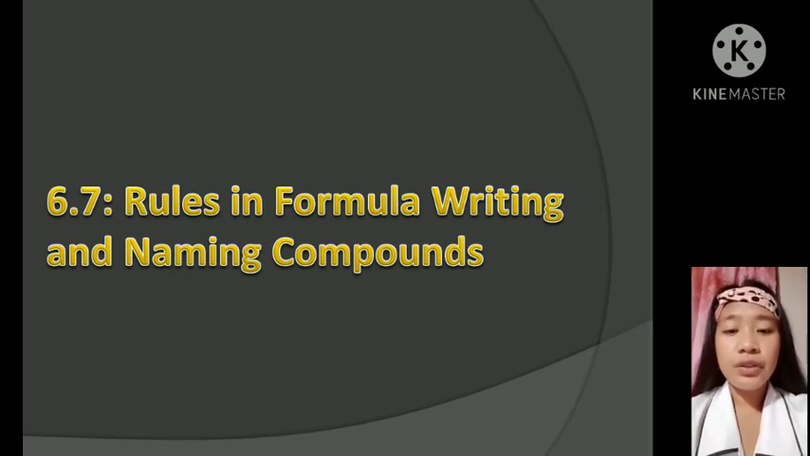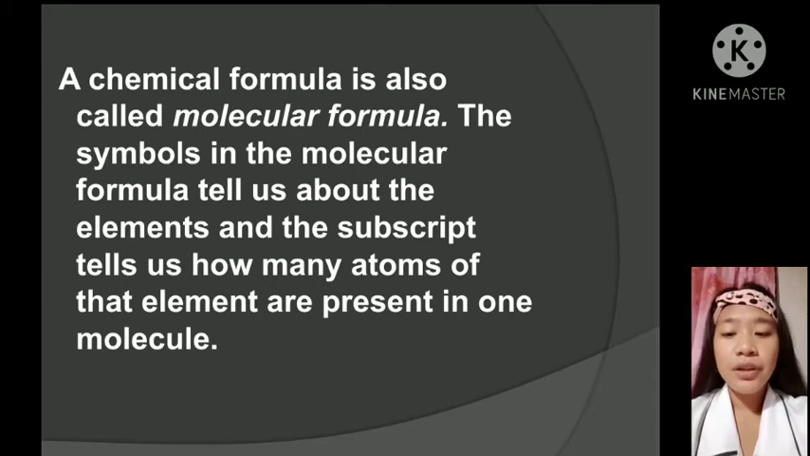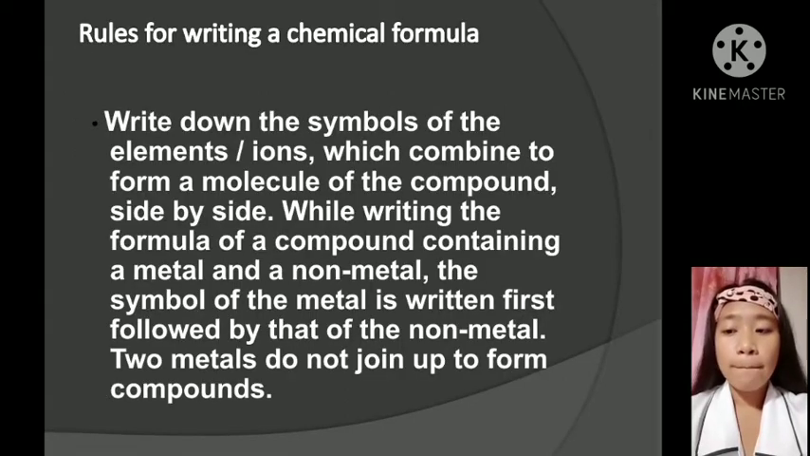6.7 Rules in formula writing and naming compounds. A chemical formula is also called a molecular formula. The symbols in the molecular formula tell us about the elements, and the subscripts tell us how many atoms of that element are present in one molecule. Rules for writing a chemical formula.